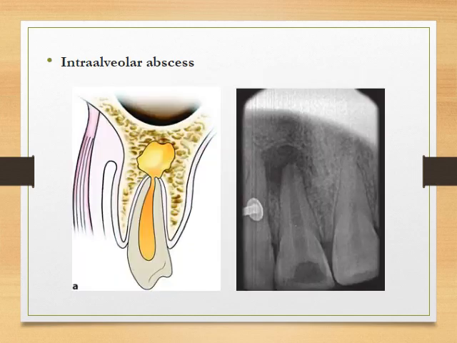Spread of infection through tissue may appear as acute dentoalveolar abscess, which has various clinical presentations. First of all, intraalveolar abscess. It is when the pus accumulation occurs in the alveolar bone around the tooth. As in this example, we have a periapical abscess. It's an example of intraalveolar abscess.